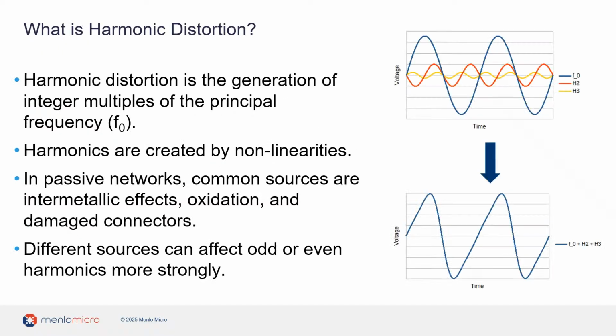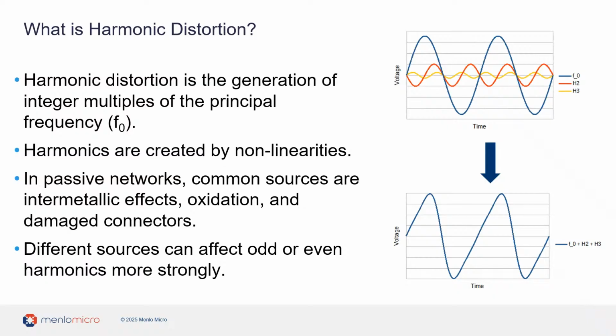Before we discuss the measurement techniques of harmonic distortion, it's a good idea to talk about the general principles of what that distortion is. Harmonic distortion is the generation of integer multiples of the principal frequency. In the graph on the right, you can see the principal frequency in blue and the second and third harmonics in red and yellow.